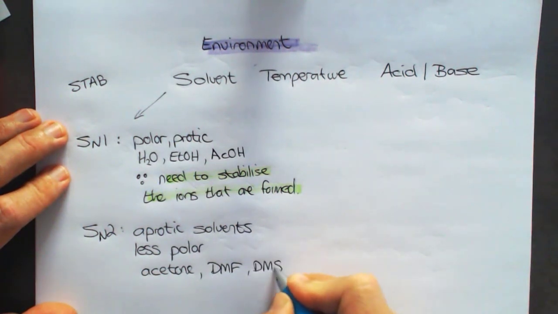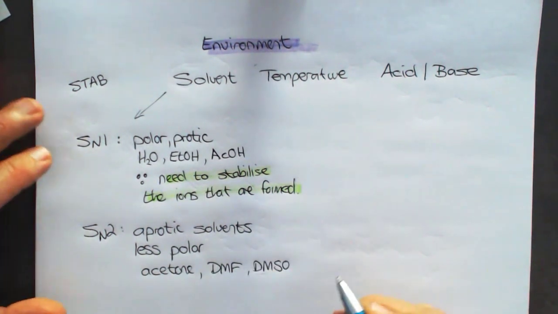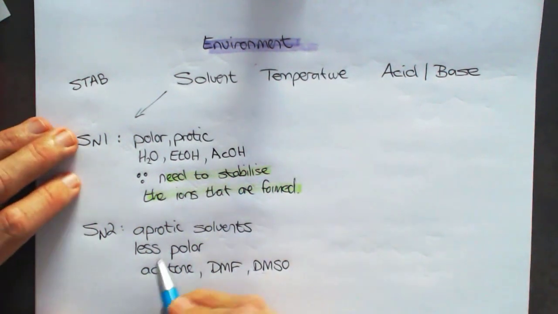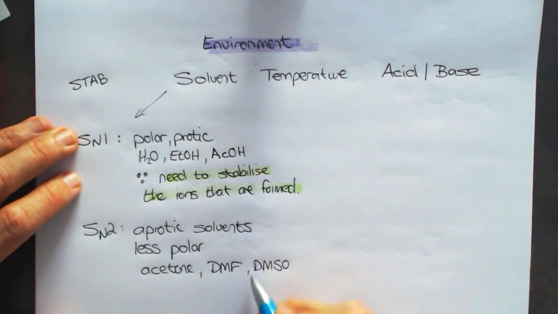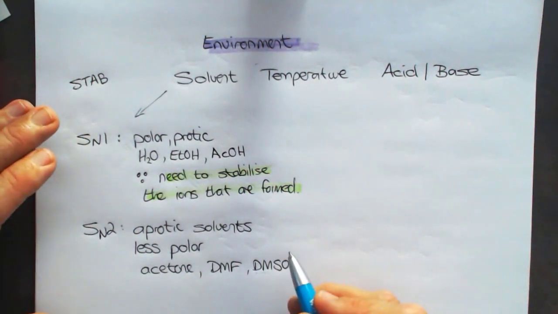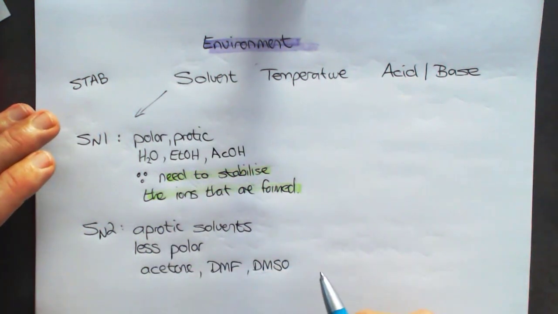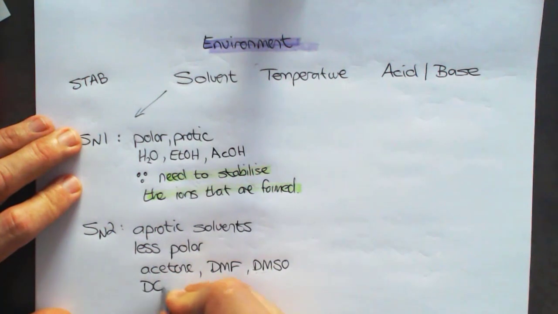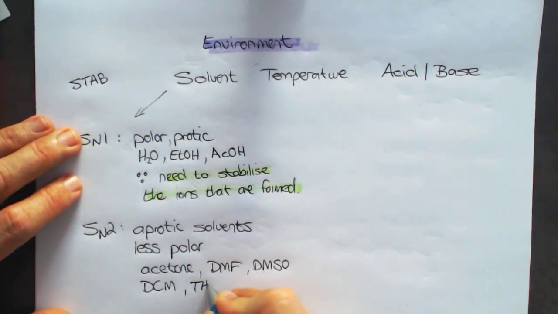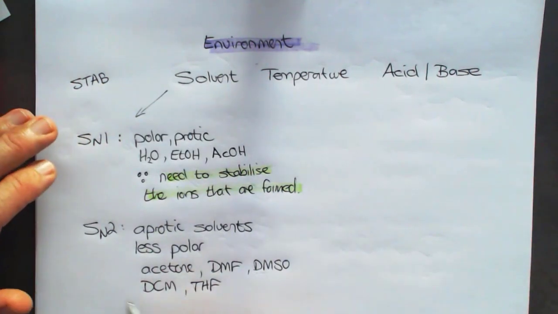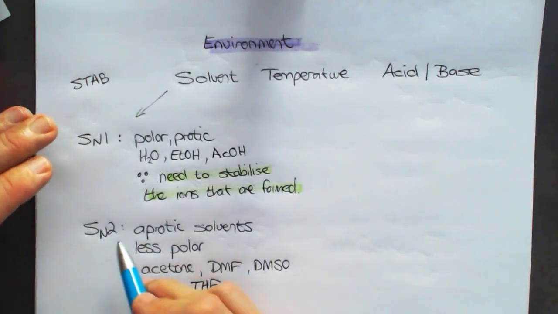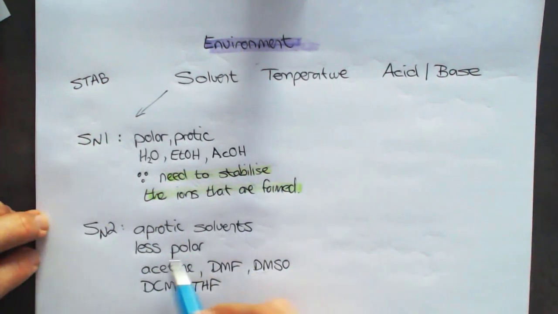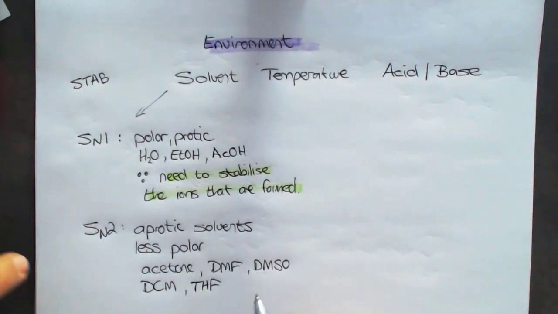DMSO is also good. It's more polar, so it's not really less polar, and it is aprotic. And then other solvents I've certainly done reactions in that work quite nicely are just dichloromethane and even THF. We can do reactions in there. So these are the aprotic solvents. Typically less polar is better, but sometimes you have to play around with the conditions a bit.